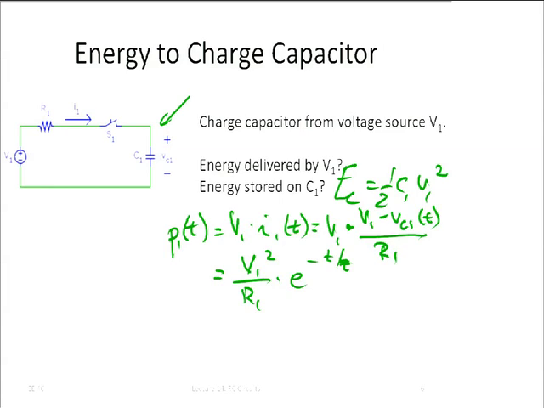Then afterwards we have to do a little integral. The energy of time capital T is the integral from 0 to T of p of t dt. And now we want to make T go to infinity. Another little math problem, I'll let you deal with it. The result that I got, plugging in the equation from above and doing this integral, is C1 times V1 squared.